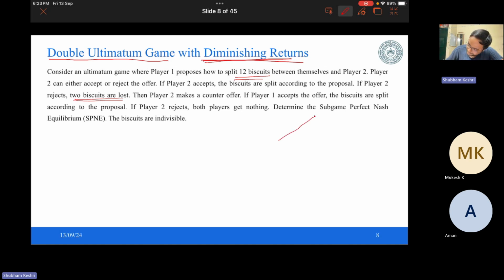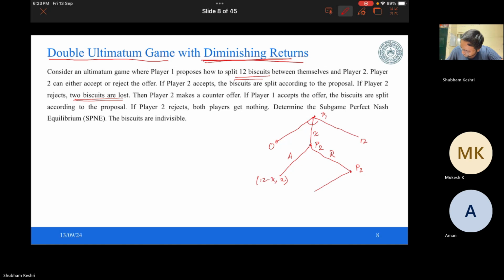All right. So the same game I'm drawing again. Player 1 is moving. He can offer either 0 cookies or 12 cookies. The offer is X. Player 2 can either accept the offer, in which case player 1 gets 12 minus X and player 2 gets X. If he rejects the offer, he can make a counter offer. So player 2 will play again. The counter offer will be between 0 and 10 because 2 cookies are lost, and he can make an offer Y.